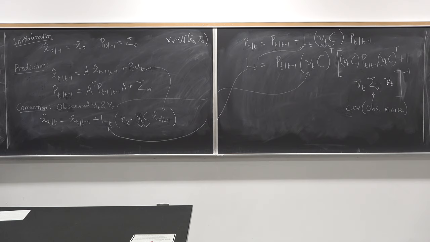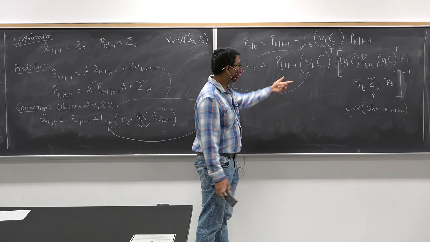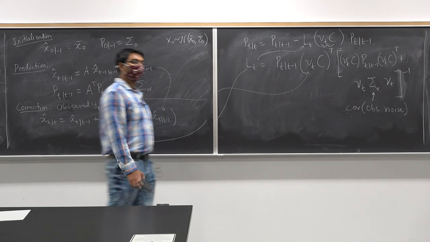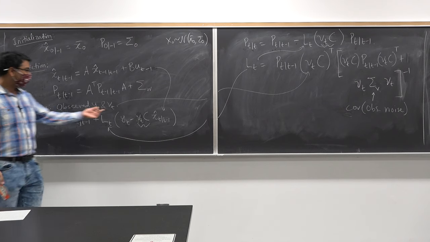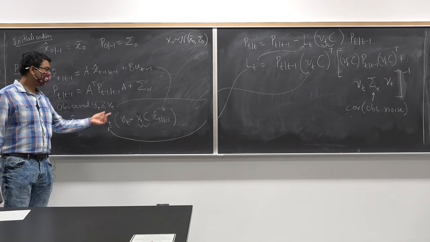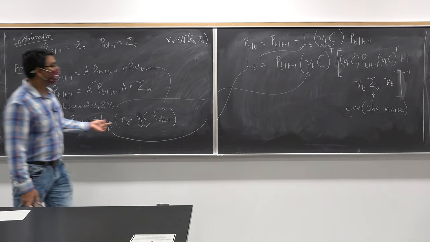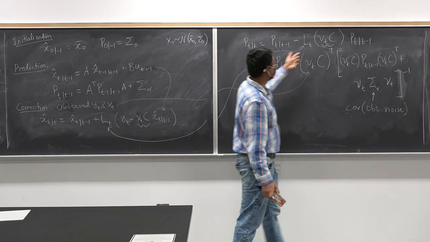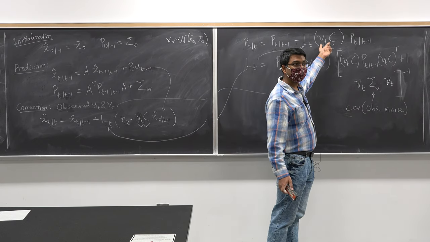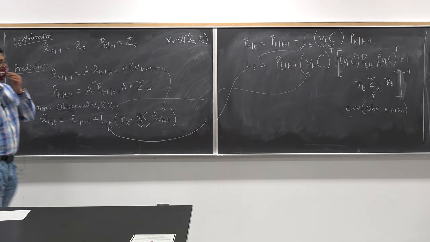So my question is, what do you think is an interesting question to ask when the packets are getting dropped? So let's think about it. Let's look at it. So nu t is a stochastic process, okay? Since nu t is a stochastic process, it turns out that your P t given t, which is a covariance matrix, also becomes a stochastic process. Okay, because nu t appears in the expression for P t given t.